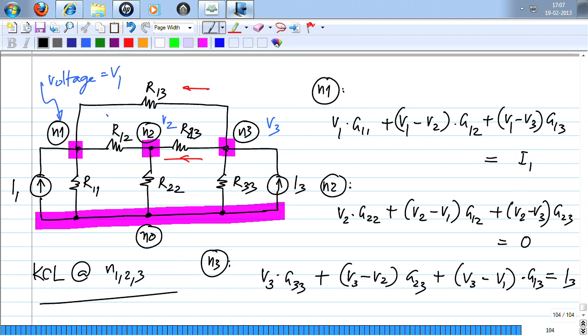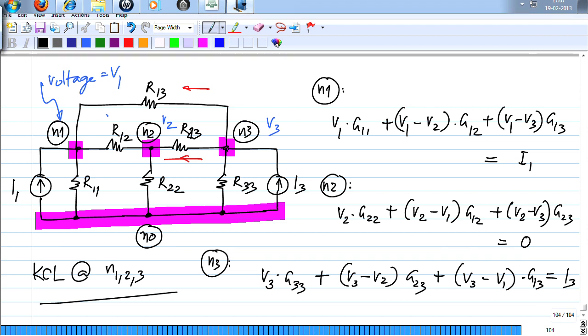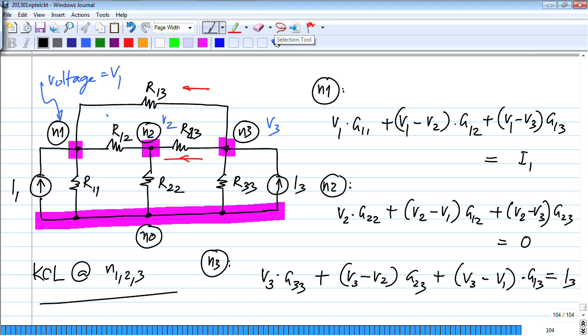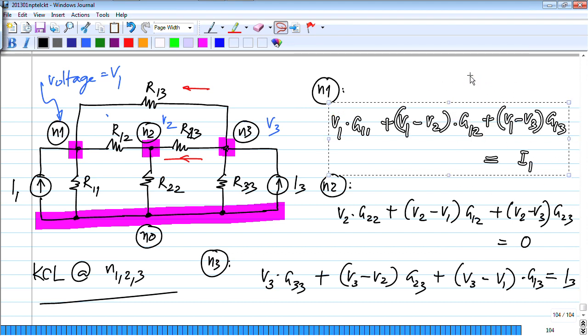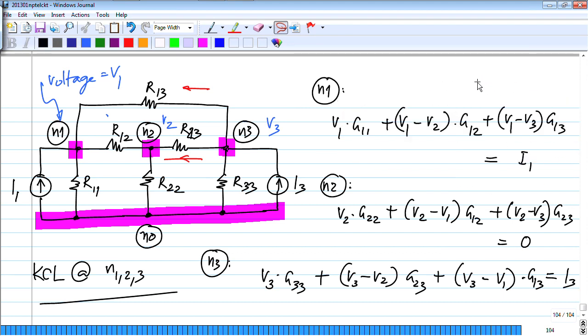Now, although I wrote the equations like this, I will rearrange them slightly. Again, remember the variables here are V1, V2 and V3. Okay, the KCL equations are written in terms of the node voltages with respect to the reference node as the primary variables. So when we solve these equations, we will be solving for V1, V2, V3, and from there you can solve for everything else. Okay.